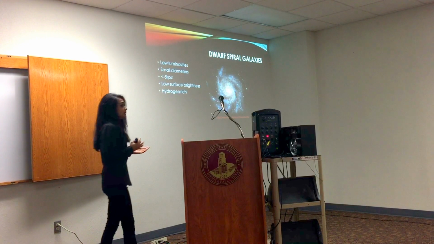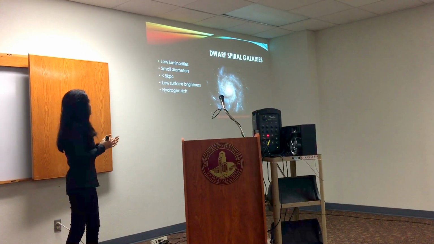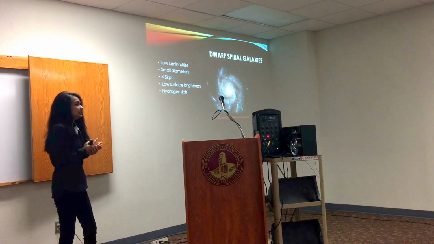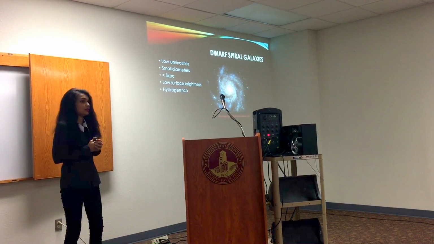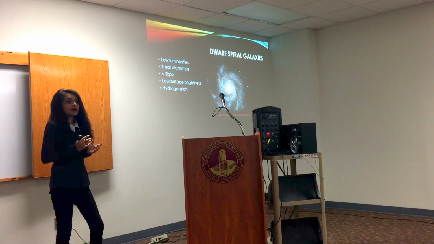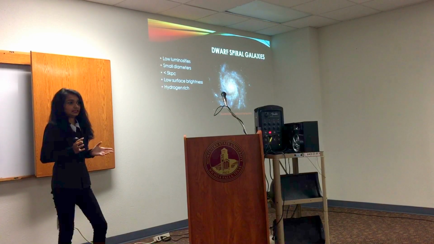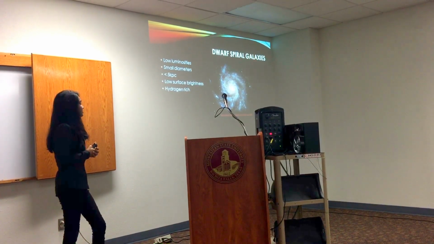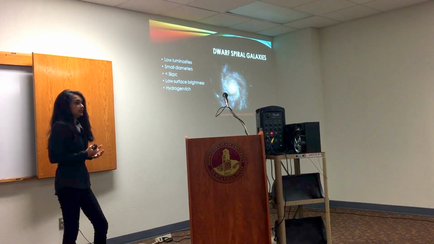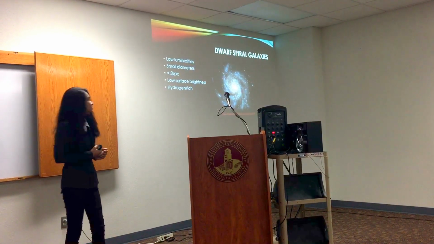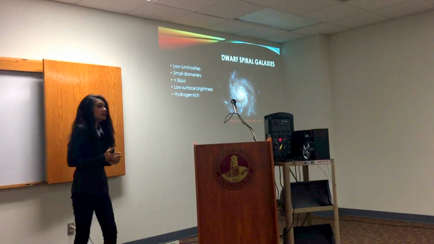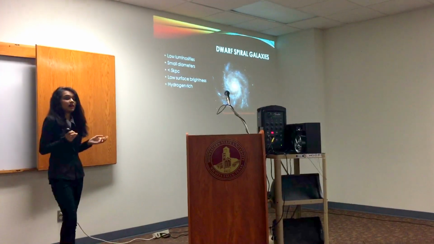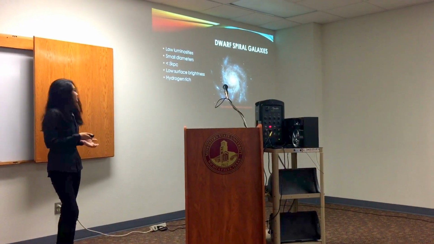They have low luminosities and small diameters. Usually they are less than 5 kiloparsec. 1 kiloparsec is equal to 3,000 light years. So that means they are less than about 15,000 light years. And they also have a low surface brightness, and they are hydrogen-rich galaxies.